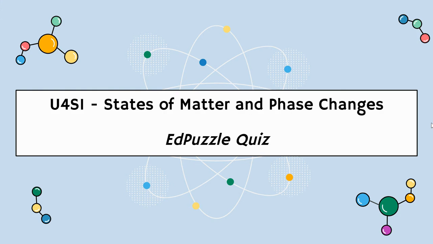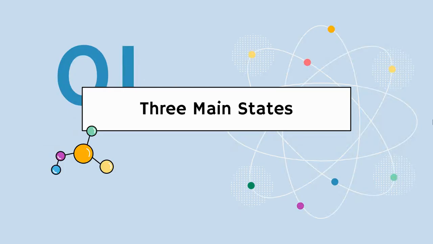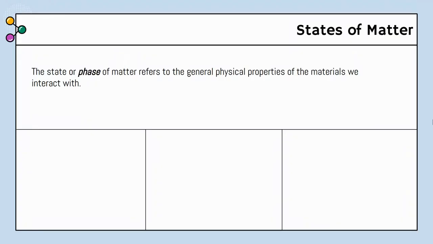This video is the Unit 4 Section 1 EdPuzzle quiz on states of matter and phase changes. So there are three main states of matter. I'll go through them on the next slide.